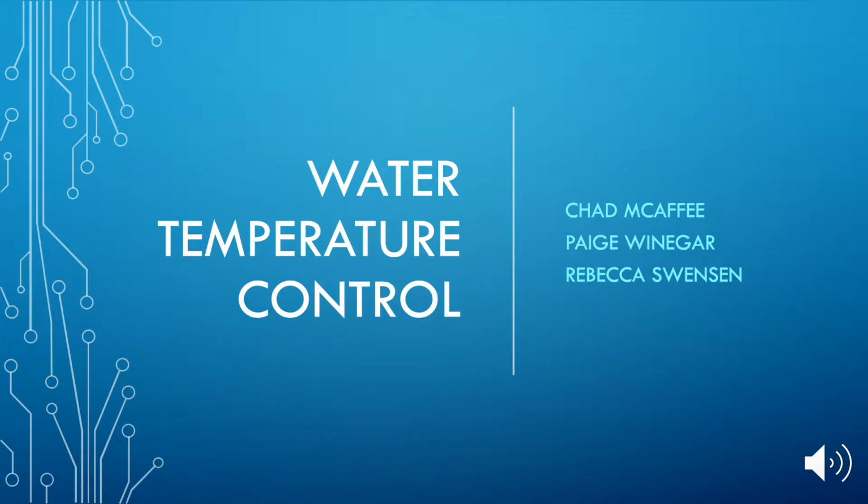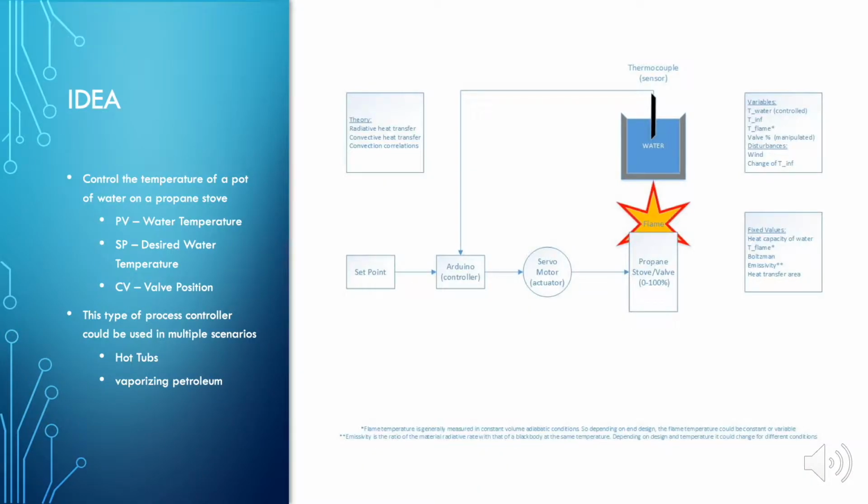This is our water temperature control project from Chad, Paige, and Rebecca. Our goal of the project was to control the temperature of the water by adjusting the valve position and thus the amount of heat transfer. You can see we have a pot of water with a heat source underneath in the block diagram.